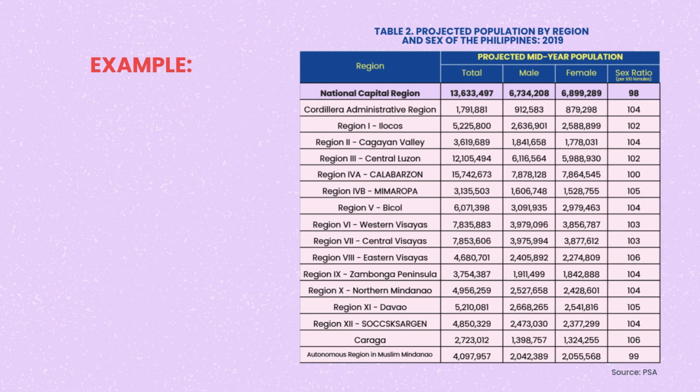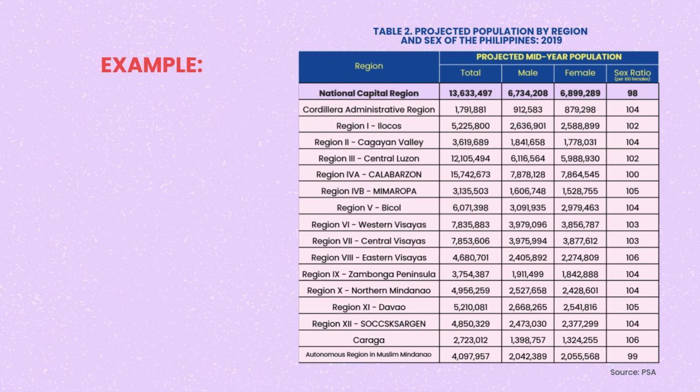Let's have an example, this time on sex ratio. We have here a table. Table 2, projected population by region and sex in the Philippines in 2019. So, we have here all the regions of the country. Then, we have the total projected mid-year populations, as well as the breakdown of males and females. We also have the sex ratio for every 100 females.